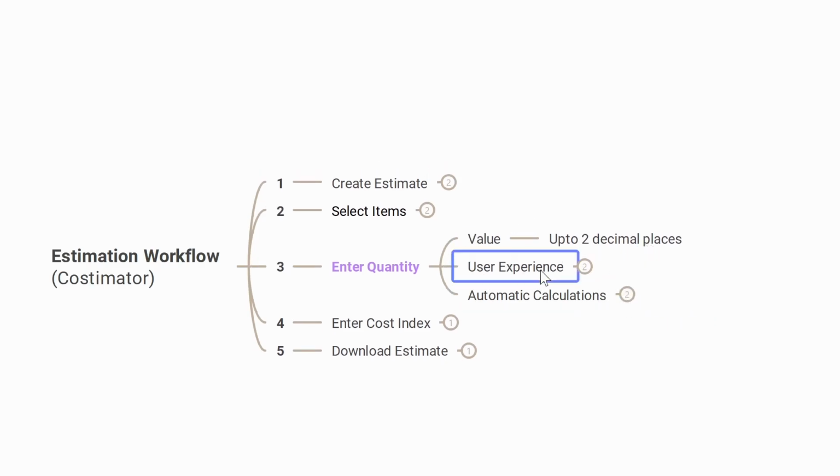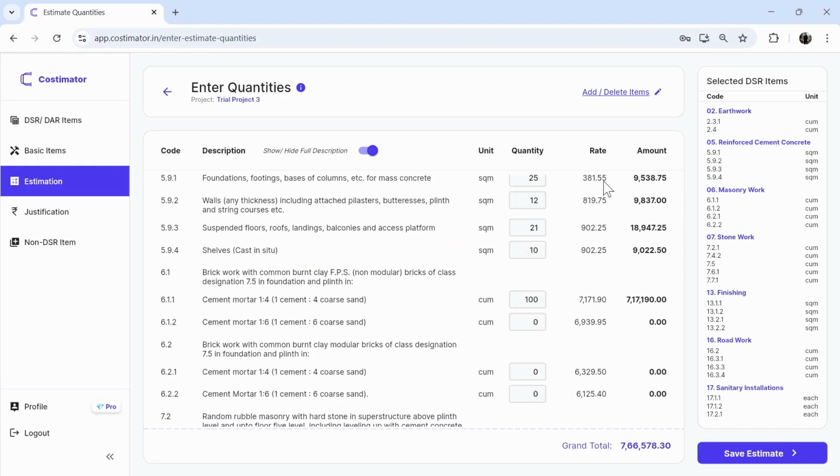We have improved a lot of user experience by showing where you are inside the cell, as well as reducing the number of lines when you are entering quantities. And you can see that everything is auto calculated. You do not have to lift a finger except for entering the quantity. Once you're done with the entire thing, you can just click on this to save the estimate and move on to the next step.